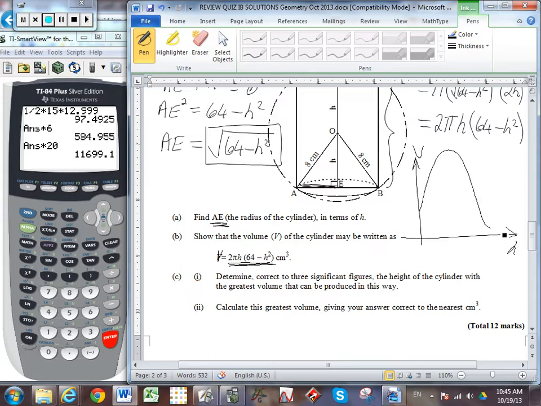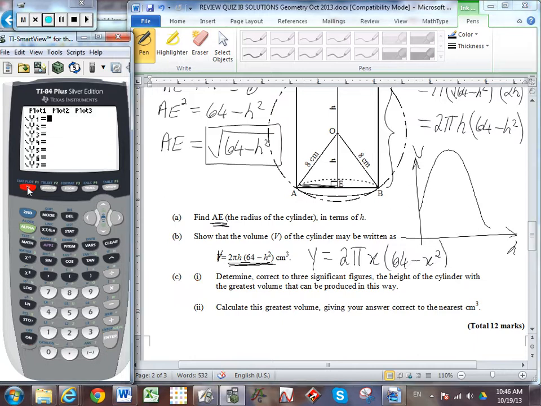I'm going to graph this as a function, so I'll change my v to a y, and I've got 2 pi, and I'll change my h to an x on the calculator, and I've got 64 minus x squared. Alright, here we go then. So y equals 2 pi x times 64 minus x squared.